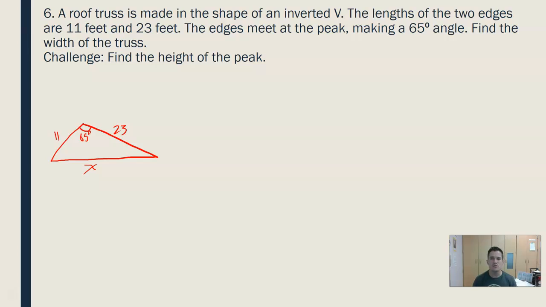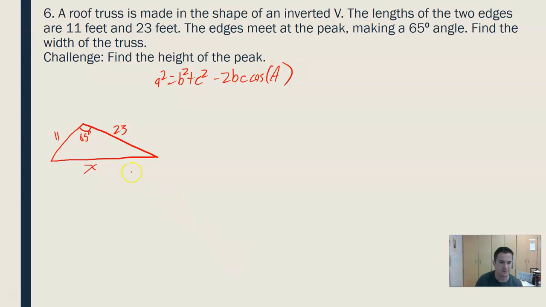Okay, well, how do I do that? That's all the information I'm given. How do I find the width of the truss? First question I'm going to ask is, do I know at least an angle and a side opposite that angle? No, this is the only angle I know, and I don't know a side opposite that angle, so I can't use the law of sines. I'm going to need to use the law of cosines. Remember that the law of cosines says a squared equals b squared plus c squared minus 2 times b times c times the cosine of A.